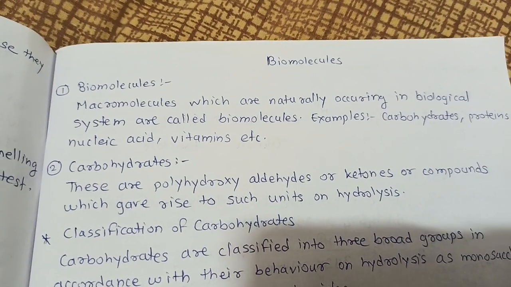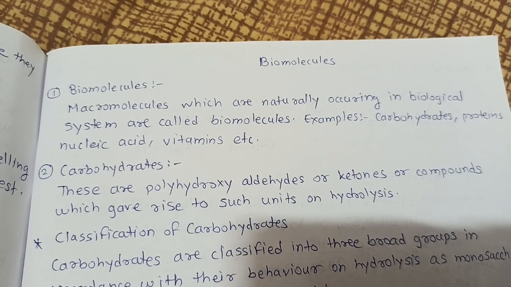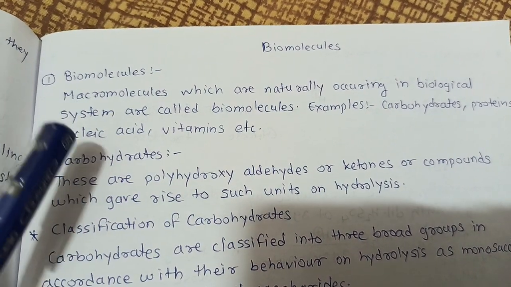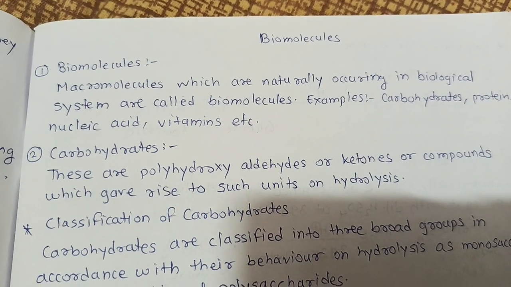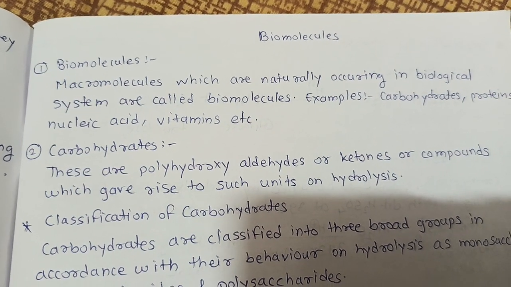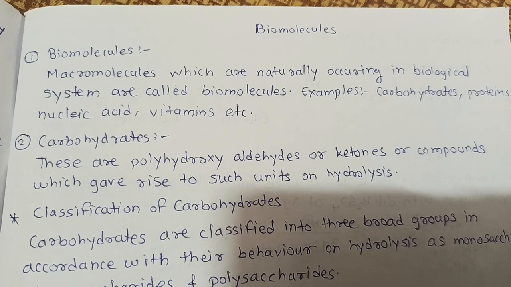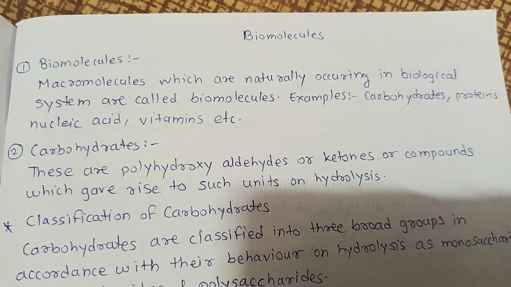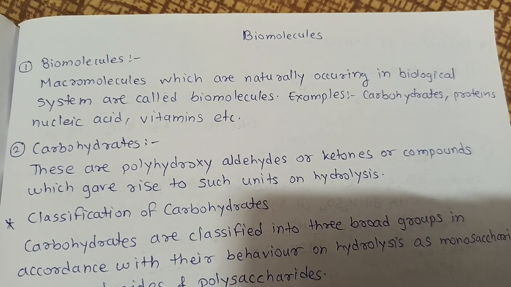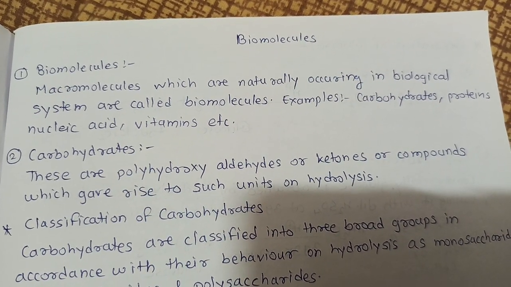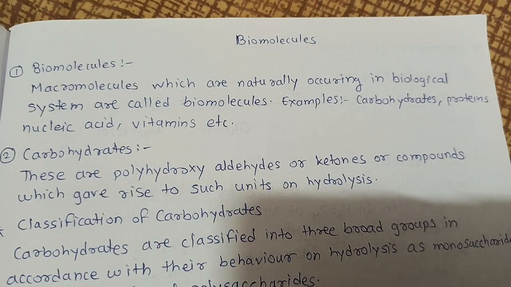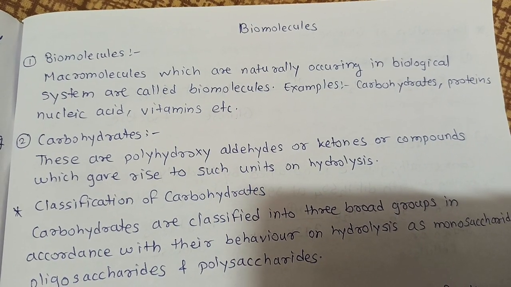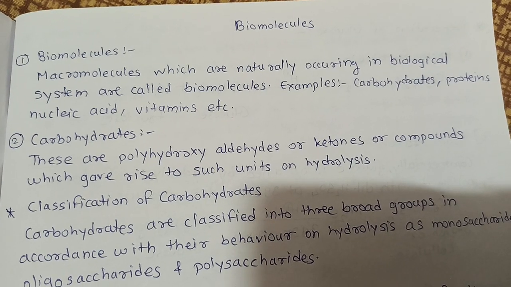Hello guys, today we are going to study class 12 chapter biomolecules. Let's see the definition of biomolecules first. Biomolecules are macromolecules which are naturally occurring in biological systems. Examples of biomolecules are carbohydrates, proteins, nucleic acids and vitamins, etc. In this video we are going to study carbohydrates.